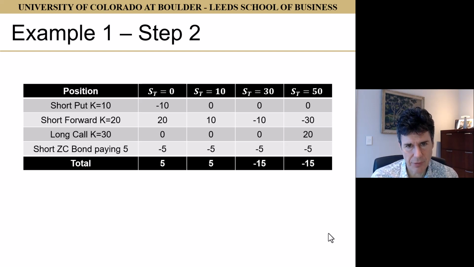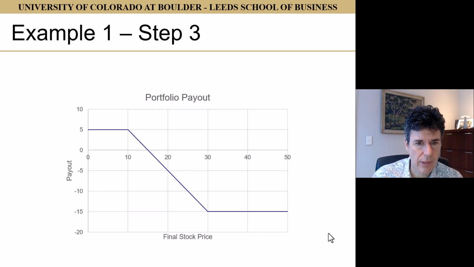We add these up, so negative 10 plus 20 plus 0 plus negative 5 is 5. We get 5, 5, negative 15, negative 15. We have 4 points. Effectively, our x-axis is going to be the final stock price, and the y-axis is the payout. So we connect the dots: 0, 5, 10, 5, 30, negative 15, 50, negative 15, and we have our payout diagram.